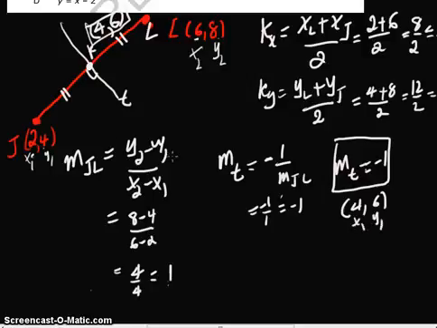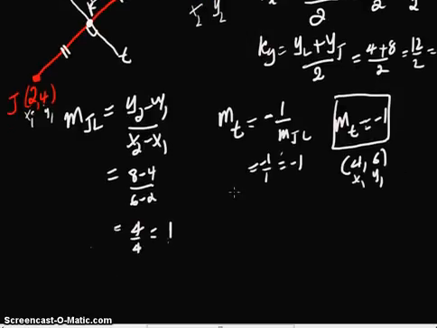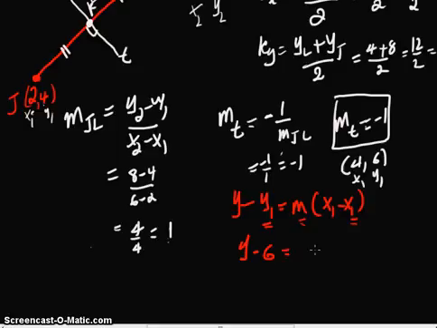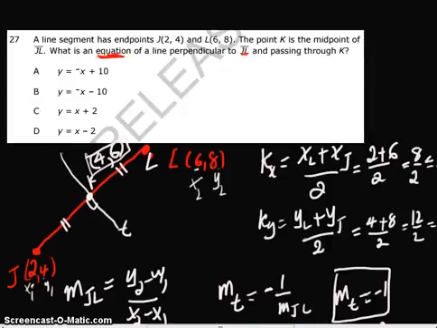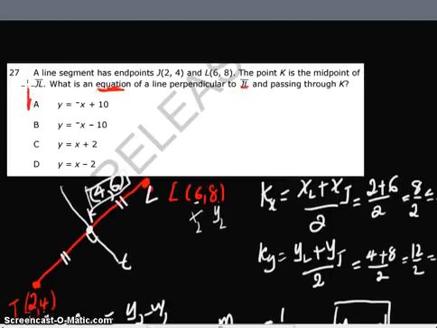Since we have all the information that we need, we're going to use point-slope form to write the equation of this line, which is y minus y1 equals m times x minus x1. So let's plug in x1, y1, and m, and we get y minus 6 equals negative 1 times x minus 4. We distribute the negative 1, and we get y minus 6 equals negative x plus 4. Then we add 6 to both sides, and we get y equals negative x plus 10, and this completes the problem. The equation of the line that's perpendicular to JL is y equals negative x plus 10. Based on this information, the correct answer would be choice A.